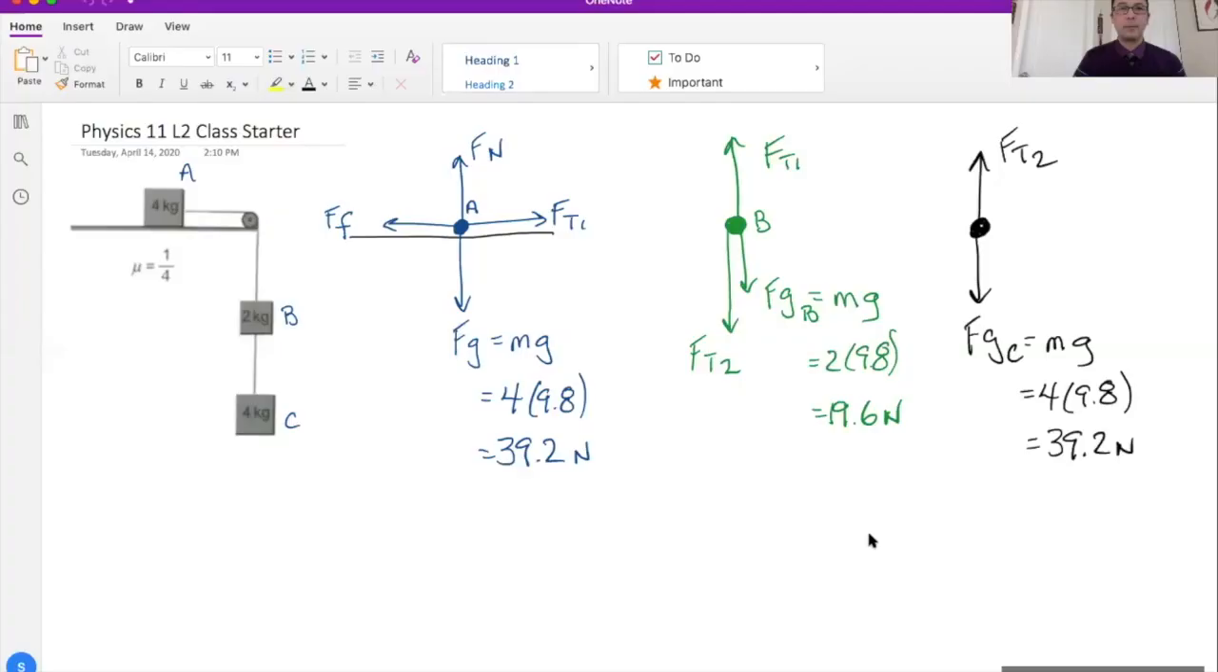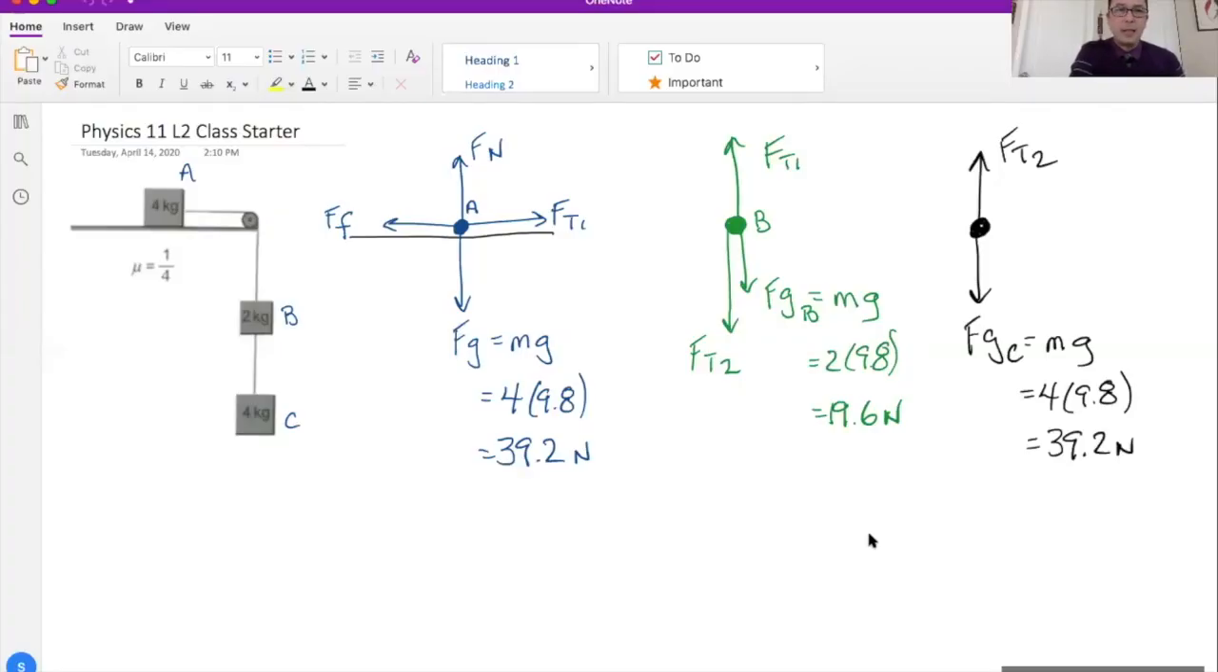I hope you tried the class starter first before coming here to look at the answers, but I'm about to go over the answers. So the first step, after you've read the question, of course, is to make yourself a set of free body diagrams. Here are my free body diagrams.